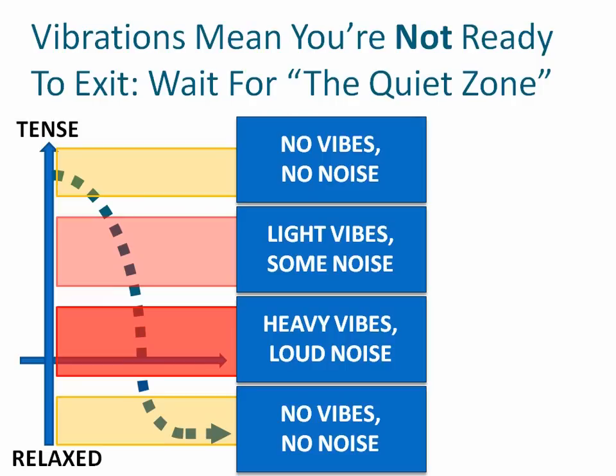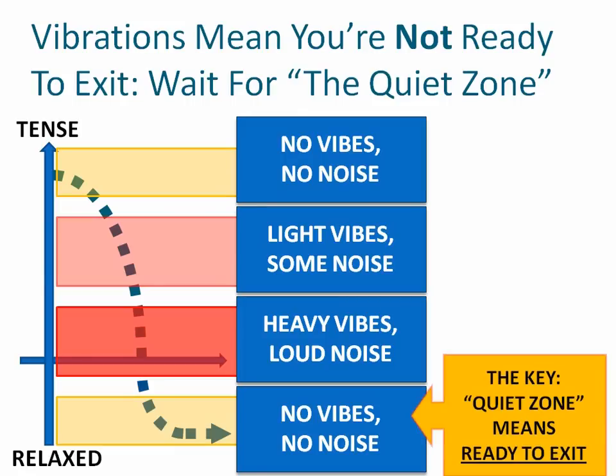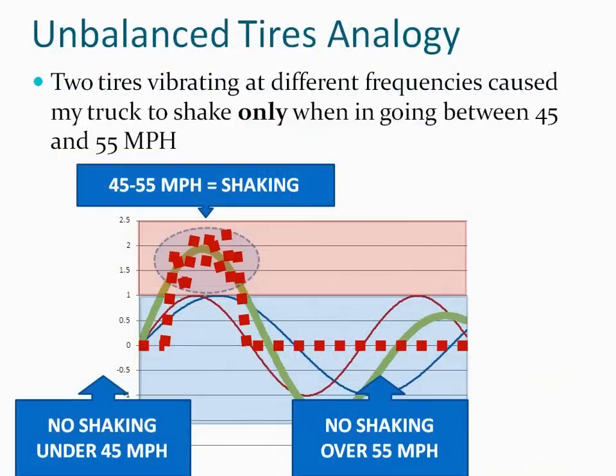The trick is to simply relax deeper and deeper past the vibrations until they have completely smoothed out. Once you're in the quiet zone after the vibrations, that's how you know you've completely shifted into the OBE. The energy hump is like a truck I used to have with unbalanced tires. When it got up to 45 miles an hour, it would start vibrating the entire truck. At 55, it would smooth out again. The range from 45 to 55 was a transition range that caused the tires to vibrate with each other.